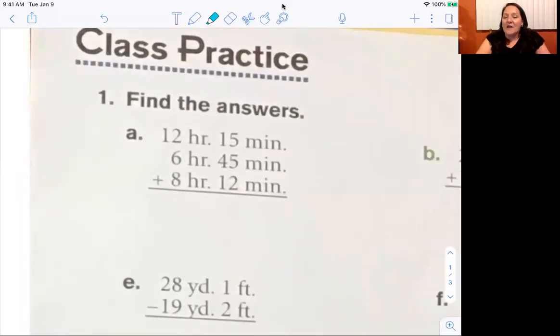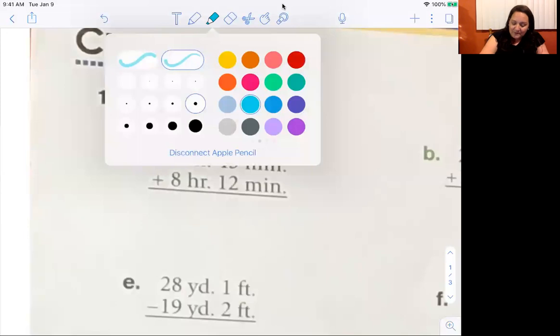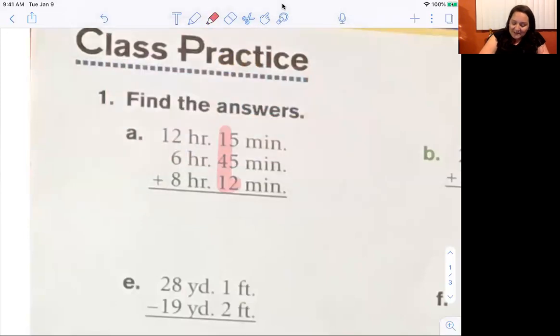We have 12 hours, 15 minutes, 6 hours, 45 minutes, and plus 8 hours, 12 minutes. So when we do these, we're going to add the minutes column first. Then we're going to jump over to the hours and add the hours column. So let's add them now. 5 plus 5 is 10 plus 2 is 12. 1 plus 1 is 2 plus 4 is 6 plus 1 is 7. So I have 72 minutes.